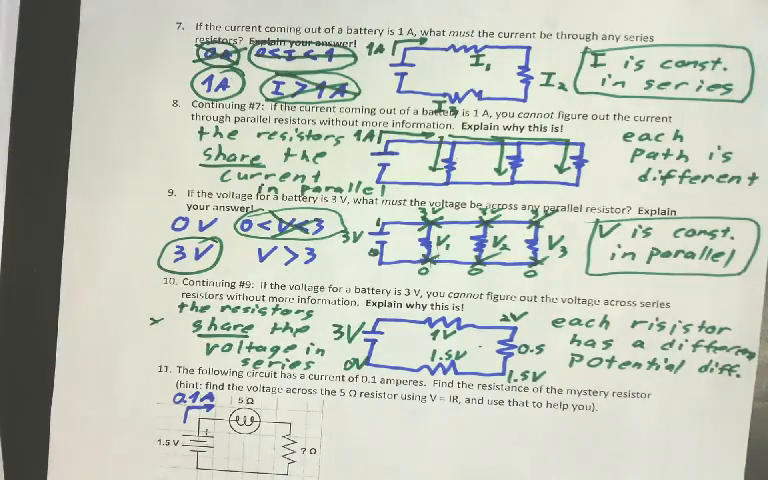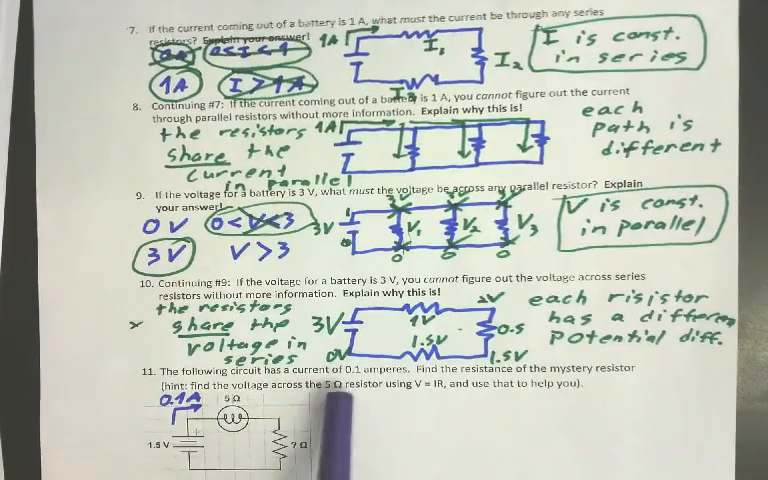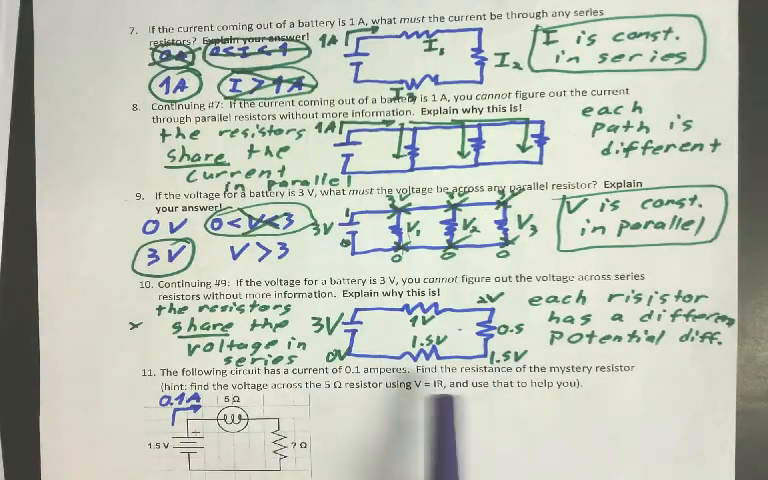All right, number 11. The following circuit has a current of 0.1 amps. Find the resistance of the mystery resistor. Hint: find the voltage across the 5 ohm resistor using V equals IR and use that to help you. So I have two different resistors here.